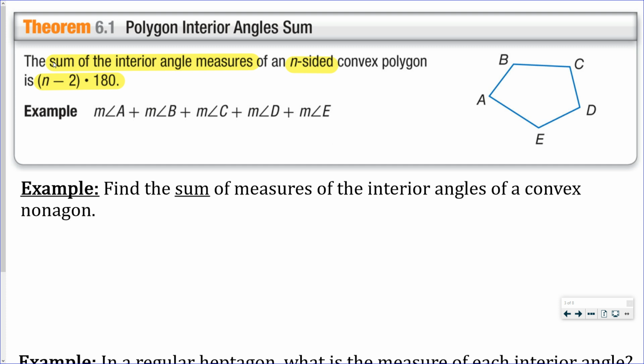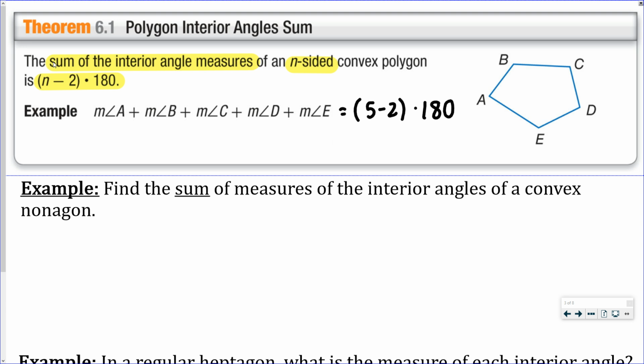So in this little theorem box here, how many sides does this polygon over here have? 5. So to find what those interior angles are going to have a sum of, I would take my 5 minus 2, my number of sides minus 2 times 180. You already did that one. That was the 540, right? For the pentagon. Yeah. Those are going to have a sum of 540 degrees.